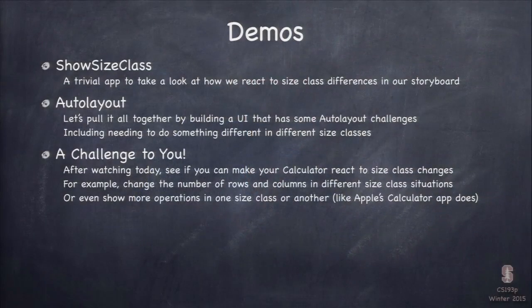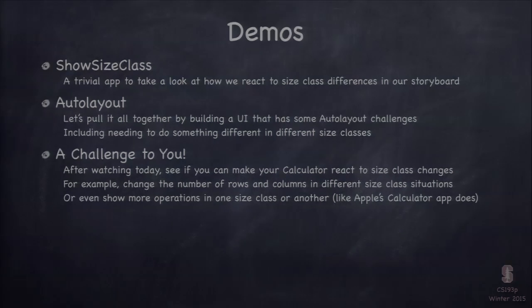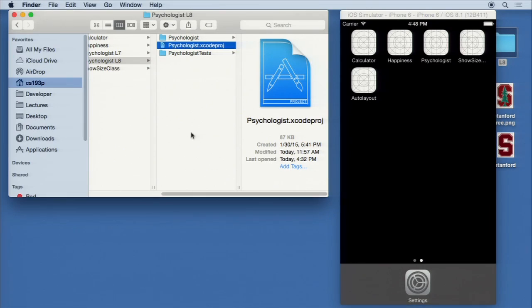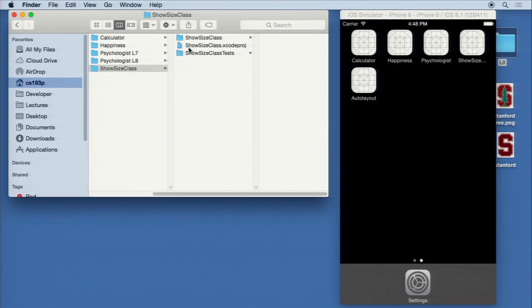So let's take a look at a demo here. I actually have a couple of demos. One is called Show Size Class. It's just an app that I wrote that shows the size class of whatever device you're on at the time. Okay? And we're going to take a look at the code for that. And then I'm going to do an app from scratch, which is called Auto Layout. That's the name of my app. And it's just going to have some very interesting auto layout things, including a size class problem that we're going to have to solve. Okay? So it's kind of a kitchen sink of that. All right. Let's go and look at this app I wrote called Show Size Class.